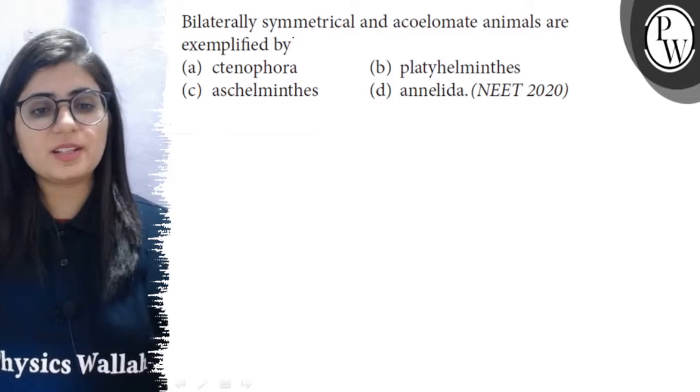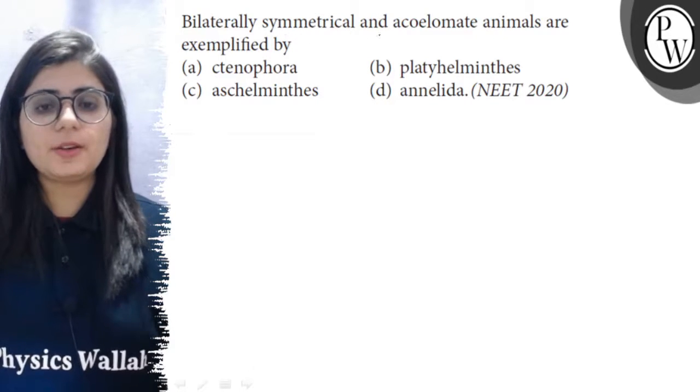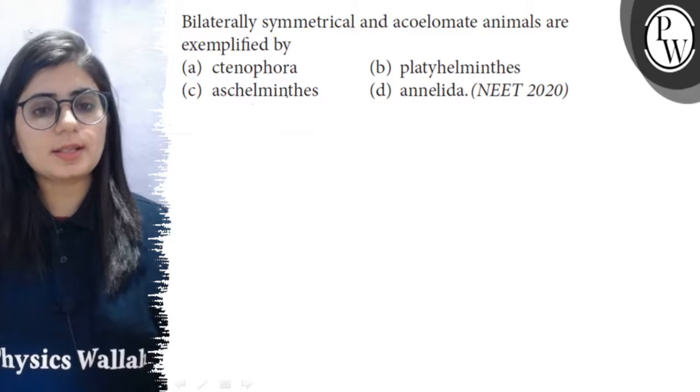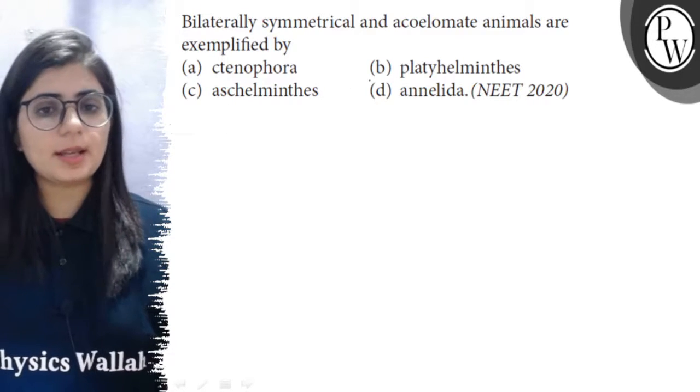Hello बच्चों, let's see the question. Bilaterally symmetrical and acoelomate animals are exemplified by, and the options are A. Ctenophora, B. Platyhelminthes, C option is aschelminthes, and option D is annelids.